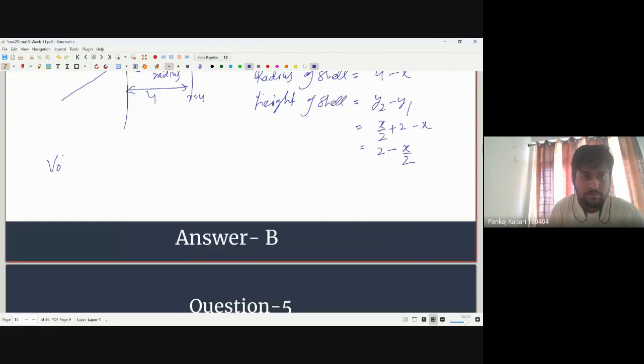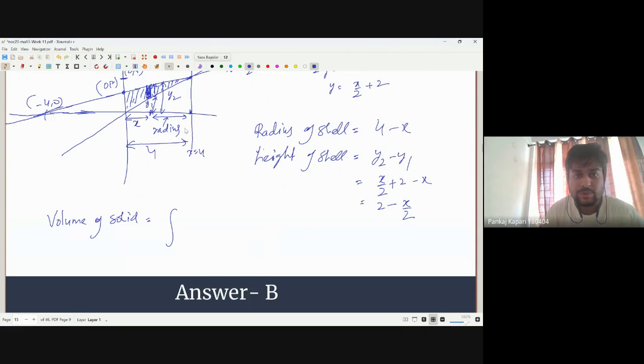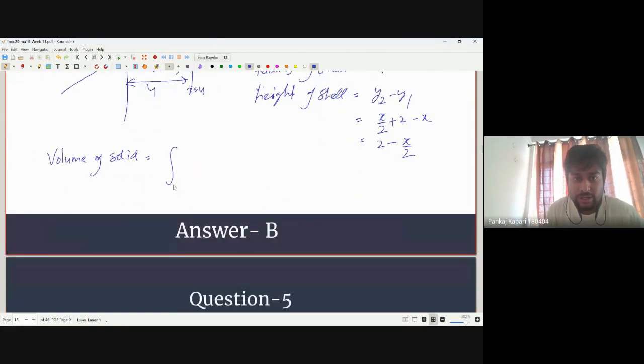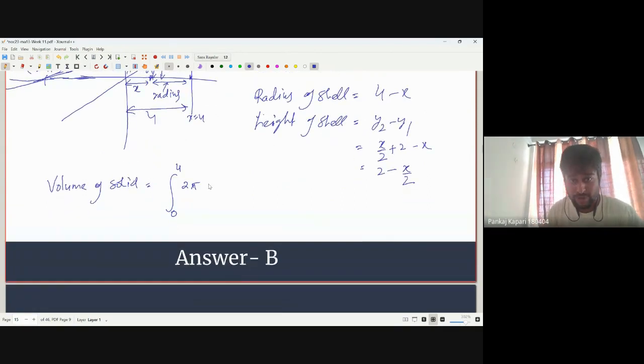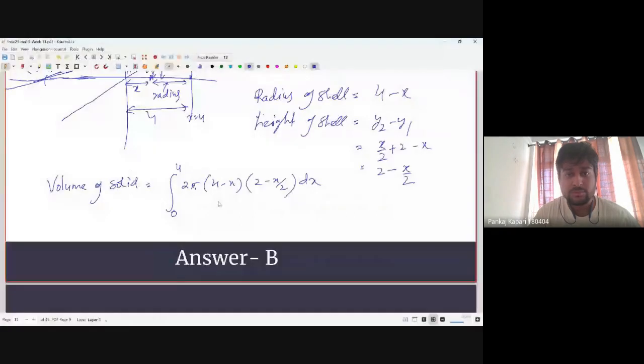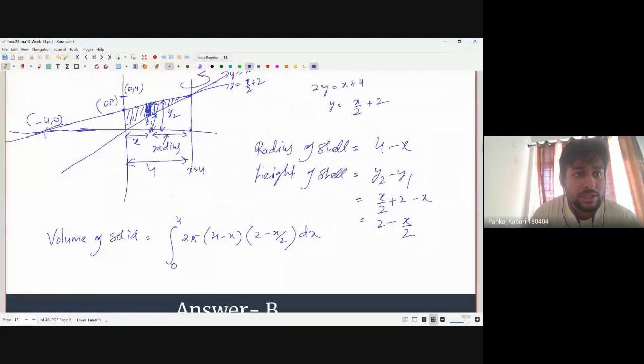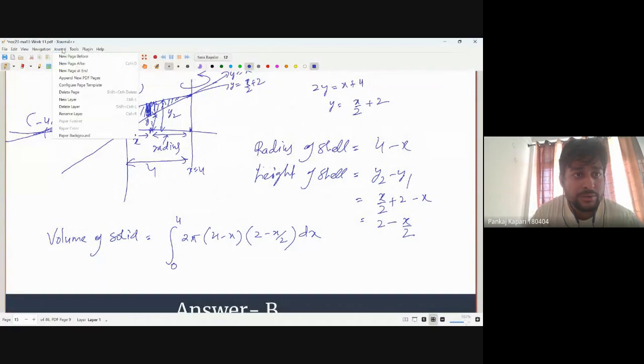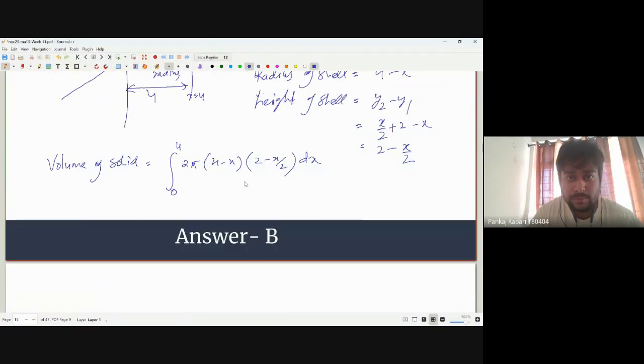So what is the volume? This is an integral. You can see that our x varies between 0 and 4. So the integral from 0 to 4, 2 pi times the radius. Radius is 4 minus x, and then 2 minus x by 2 dx. Okay, so let's find out this integral and then we get our volume.